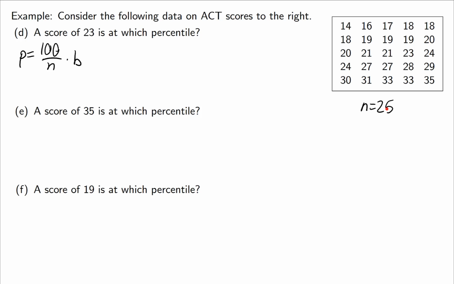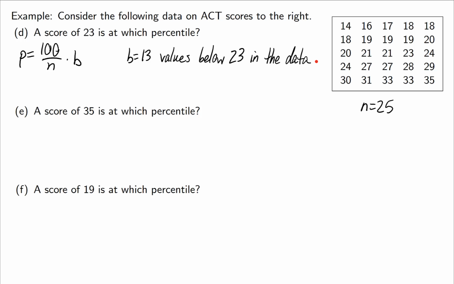Here's the most common mistake. That is not the value of b. 23 lies right here. b is the number of items below the 23. So what you need to do is count how many items are below 23. 5, 10, 11, 12, 13. There are 13 values below the 23. Let me just write it down. b equals 13 values below 23 in the data.